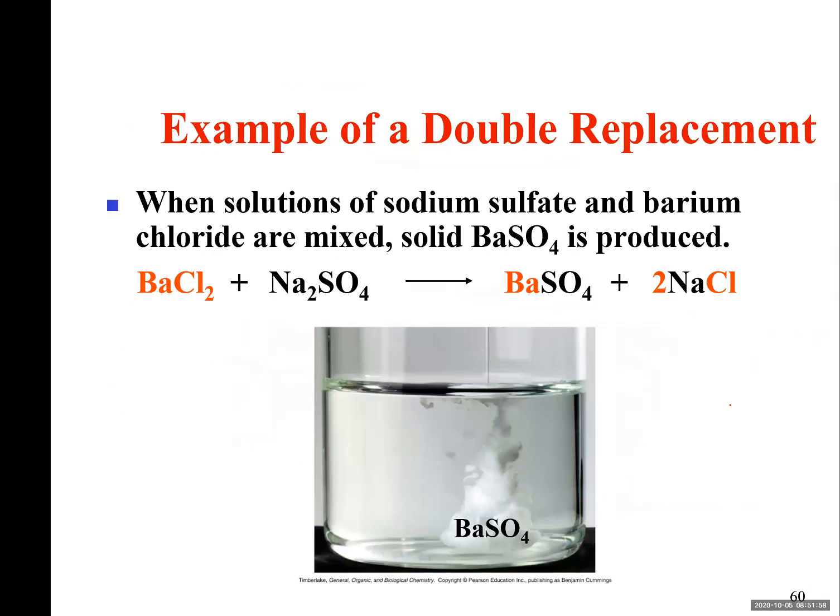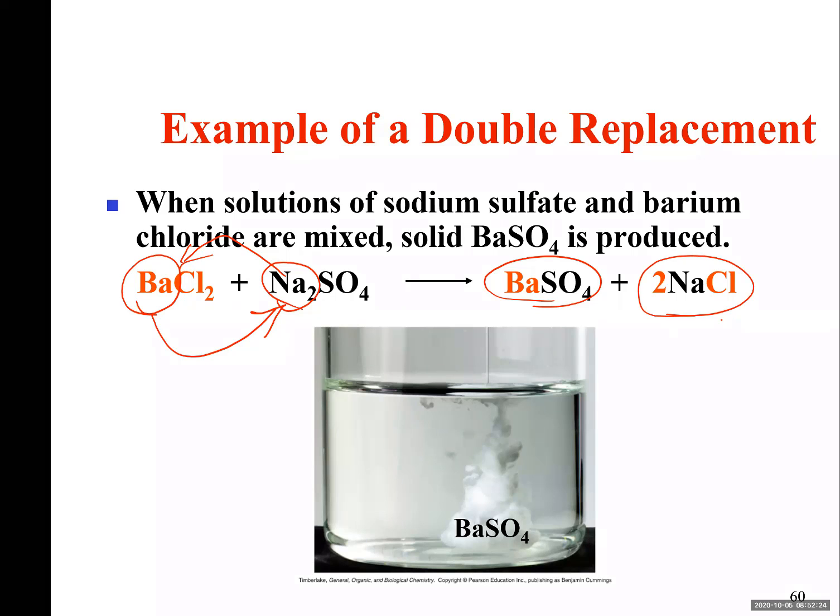All right. So that's another example of double replacement reaction. Barium and sodium, both of them metal, both of them have positive charge. They replace each other, and barium is now partnered with SO4, and sodium becomes partner with Cl.